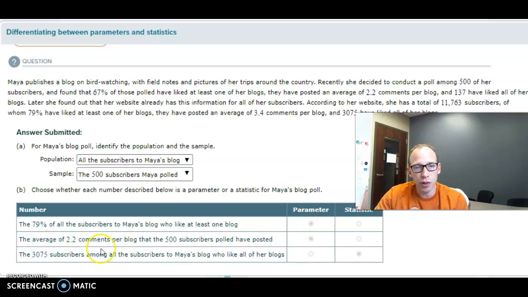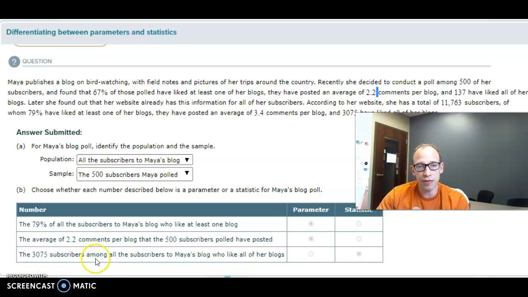The average 2.2 comments, which is right here. Notice that that's referring to these 500, and they even tell you that's referring to the 500. That 500 is a sample, and so we would put that as a statistic. That would have been a statistic, not a parameter.